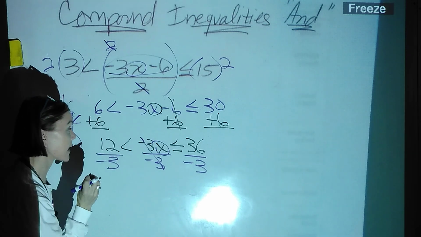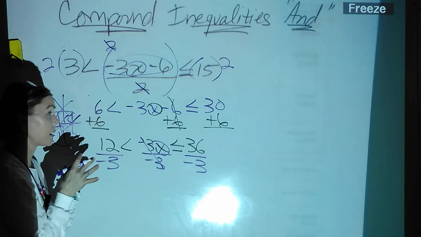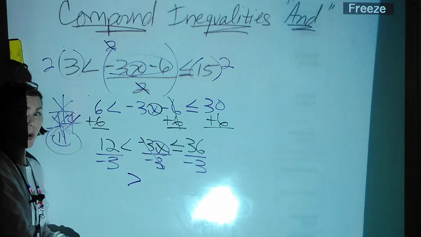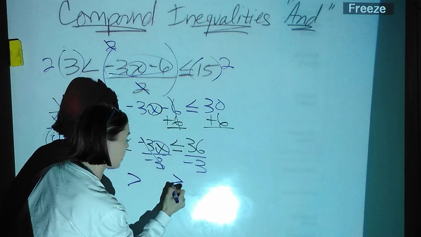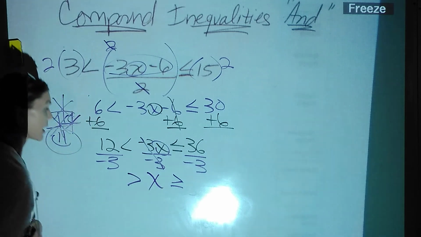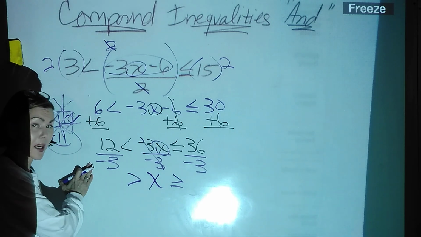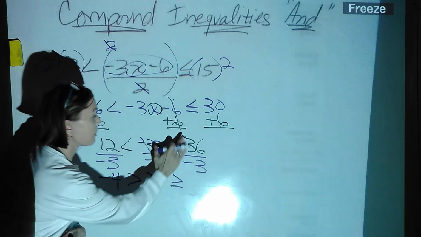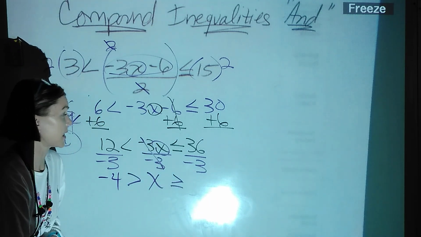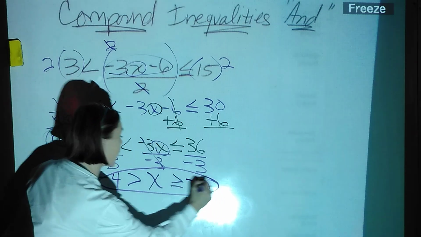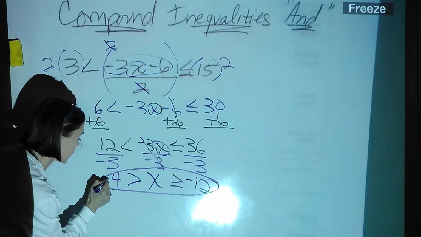Do not forget that when you multiply or divide by a negative number, we have to what? Flip the symbol. Bring it down, do it right away, flip it. Bring down our X. So now what do we have here? A positive divided by a negative gives us a negative. Negative what? -4. A positive divided by a negative gives us a negative. Negative what? -12. And here is your answer.